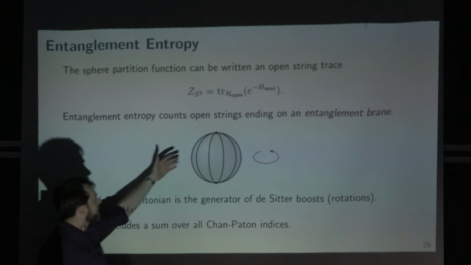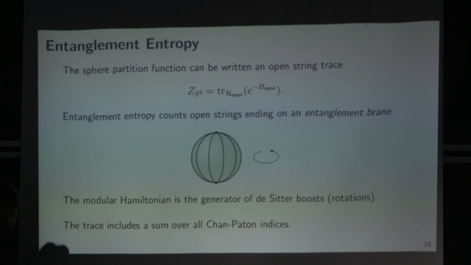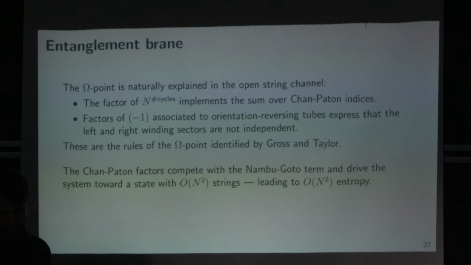And this trace, just like it did in the Yang-Mills case, includes a sum over these representation indices. Now we sum over these Chan-Paton indices of the open strings. Okay. And moreover, this explains these funny rules of the omega point. In the open string channel, they come about for a very natural reason.